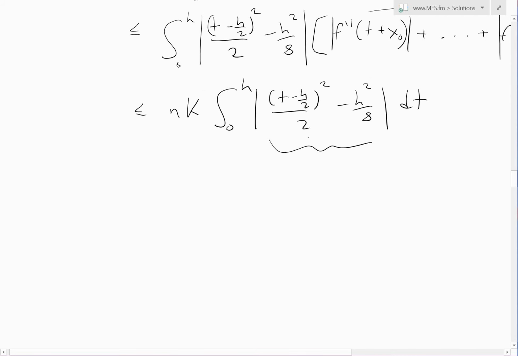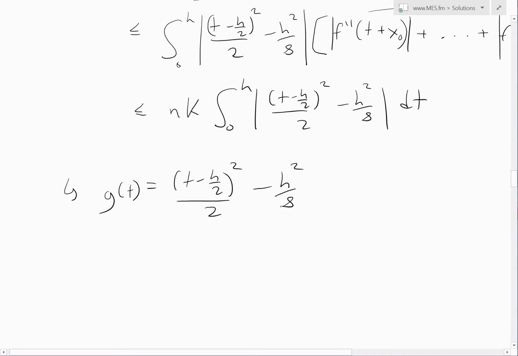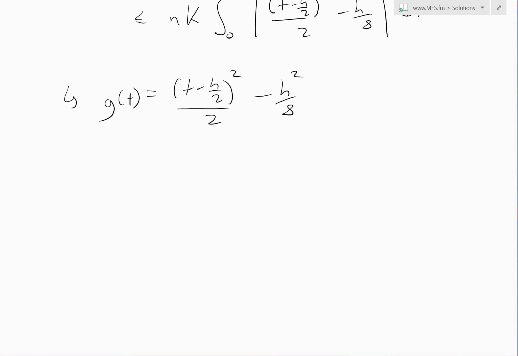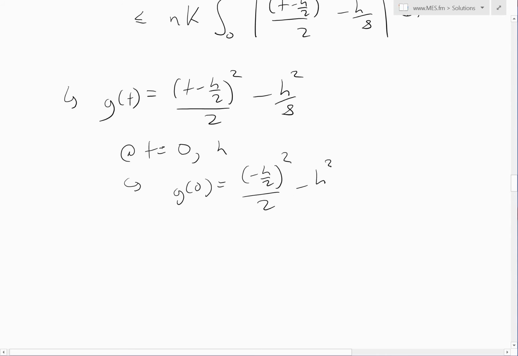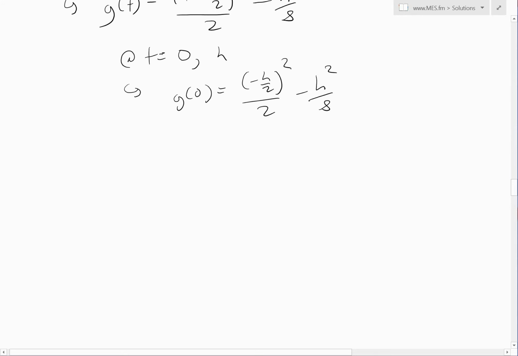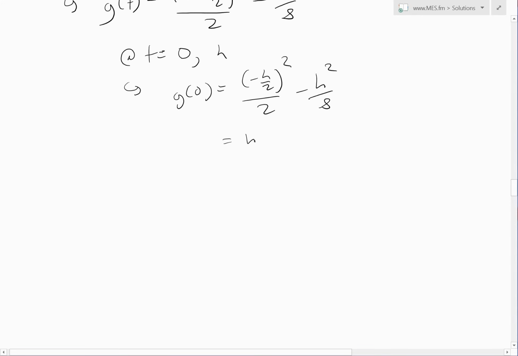And notice this inside function right here. Notice it's a parabola. So let's call it g of t, to be different from ours, equals t minus h over 2 squared over 2 minus h squared over 8. If we were to graph this out, first of all, let's plug in t equals 0 or h. Notice what happens. We get g of 0 equals negative h over 2 squared divided by 2 minus h squared over 8. And this would be equal to h squared over 4 times 2 minus h squared over 8, which equals 0.